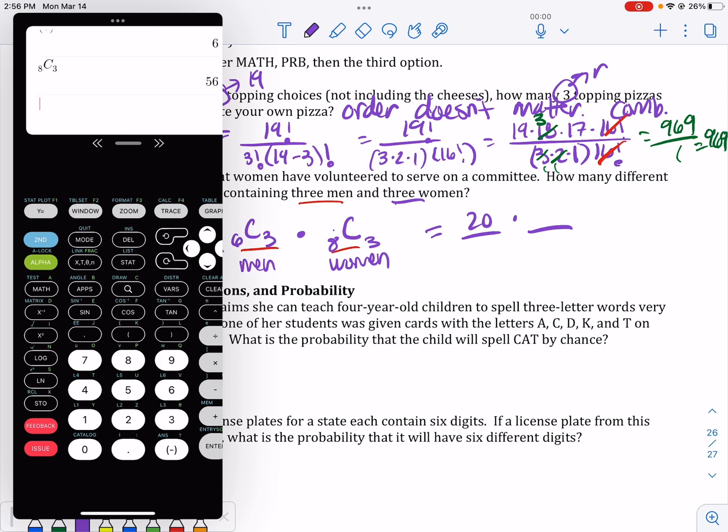There we go. 56. So then we have 20 ways we can arrange the men and 56 ways we can arrange the women. So then if we want a committee of men and women, we can multiply all of the options of the committees of men times each of the committees of women. So we do 20 times 56, which then gives us a total of 1,120 different ways that we can create a committee of 3 men and 3 women.